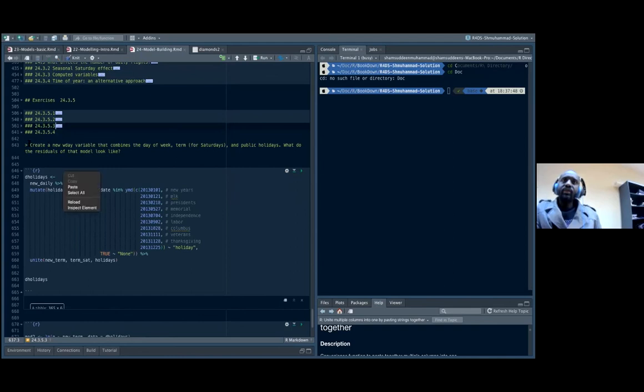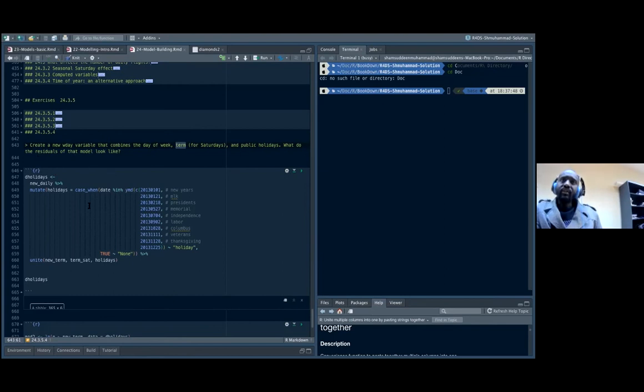So the next question says, create a new weekday variable that combines the day of the week, time, and public holidays. So this is telling us to create a new variable that combines the day of the week, the time we created before, which is Saturday, spring Saturday, and public holidays. So now we have public holidays in addition. So what do the results of the model look like?